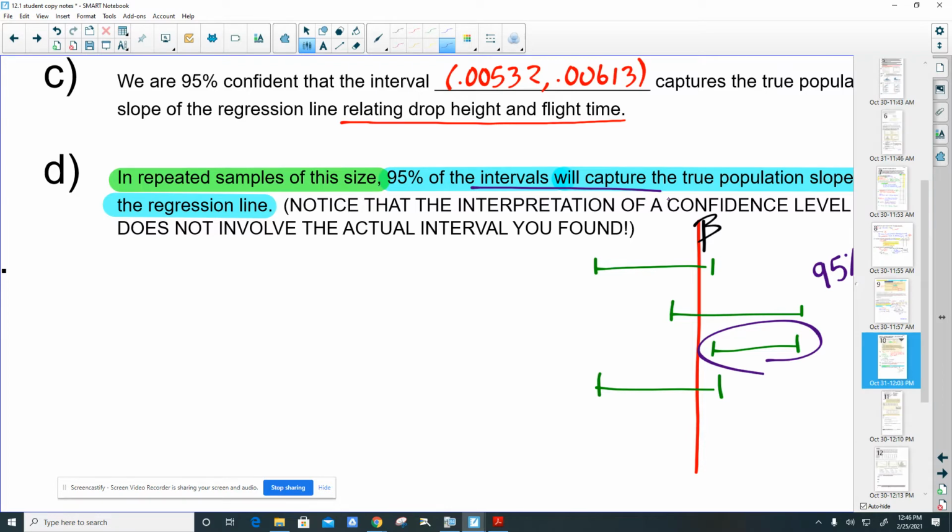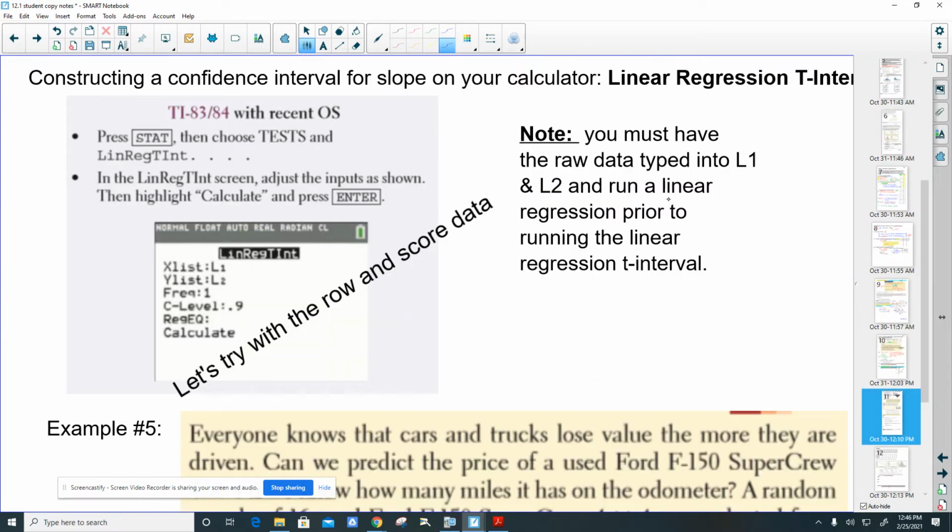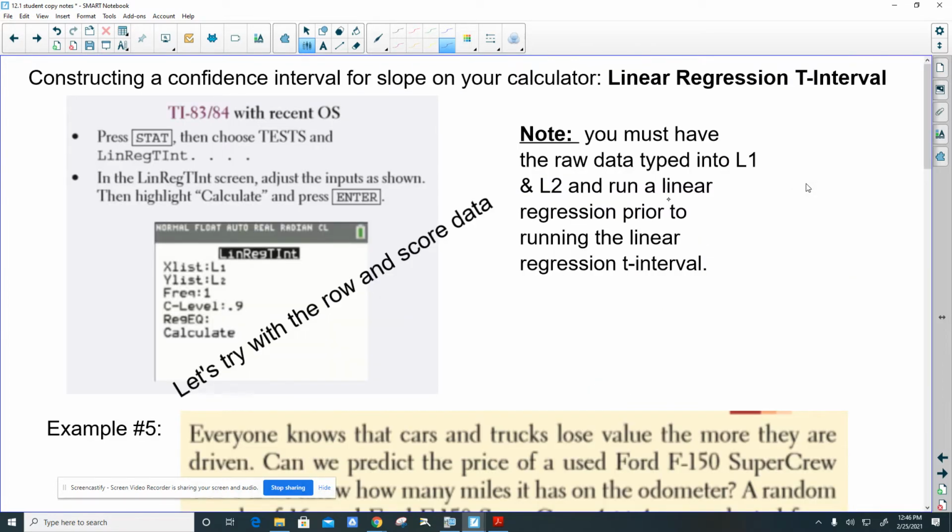Okay, let's flip to the next page, and I'm going to show you the calculator feature that runs this particular t interval for these slopes. Now here is what it is actually called on the calculator, linear regression t interval, and we are going to flip back to a couple examples a few pages earlier to just run what we already have on our paper. We're going to do it on the calculator here.